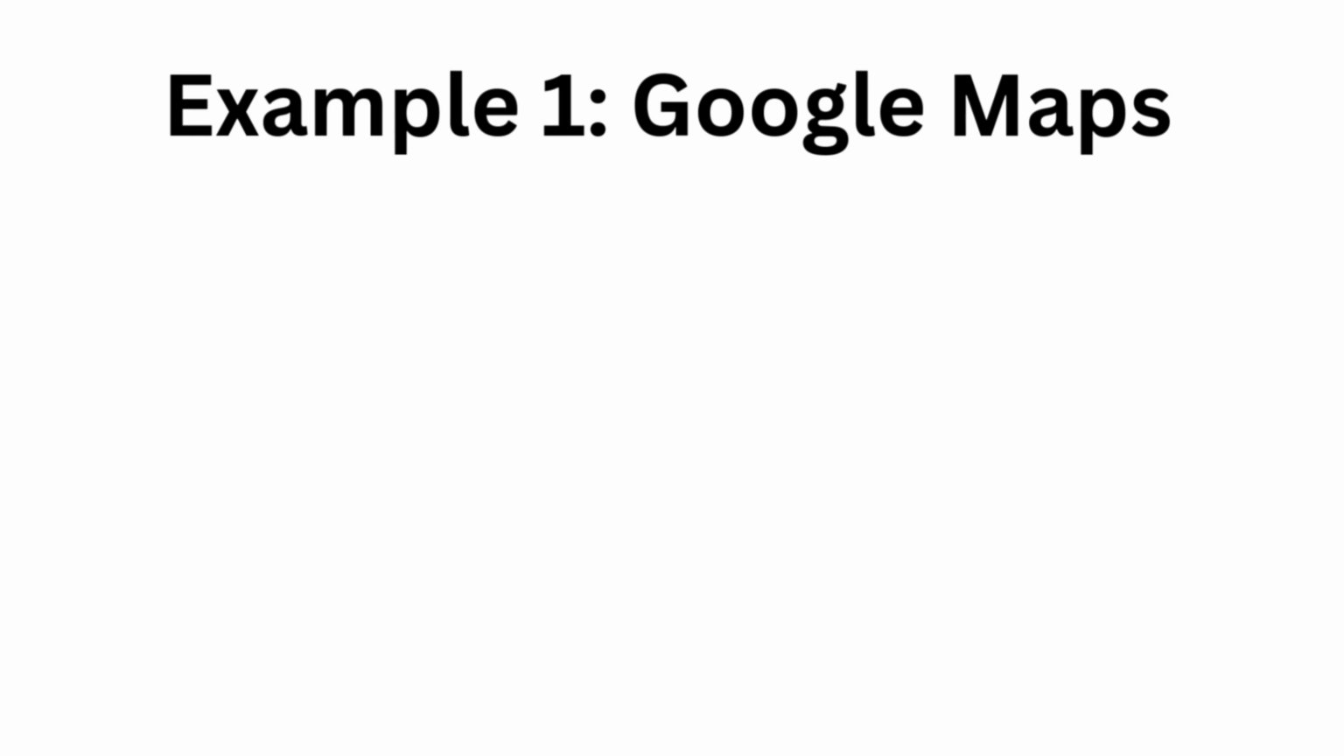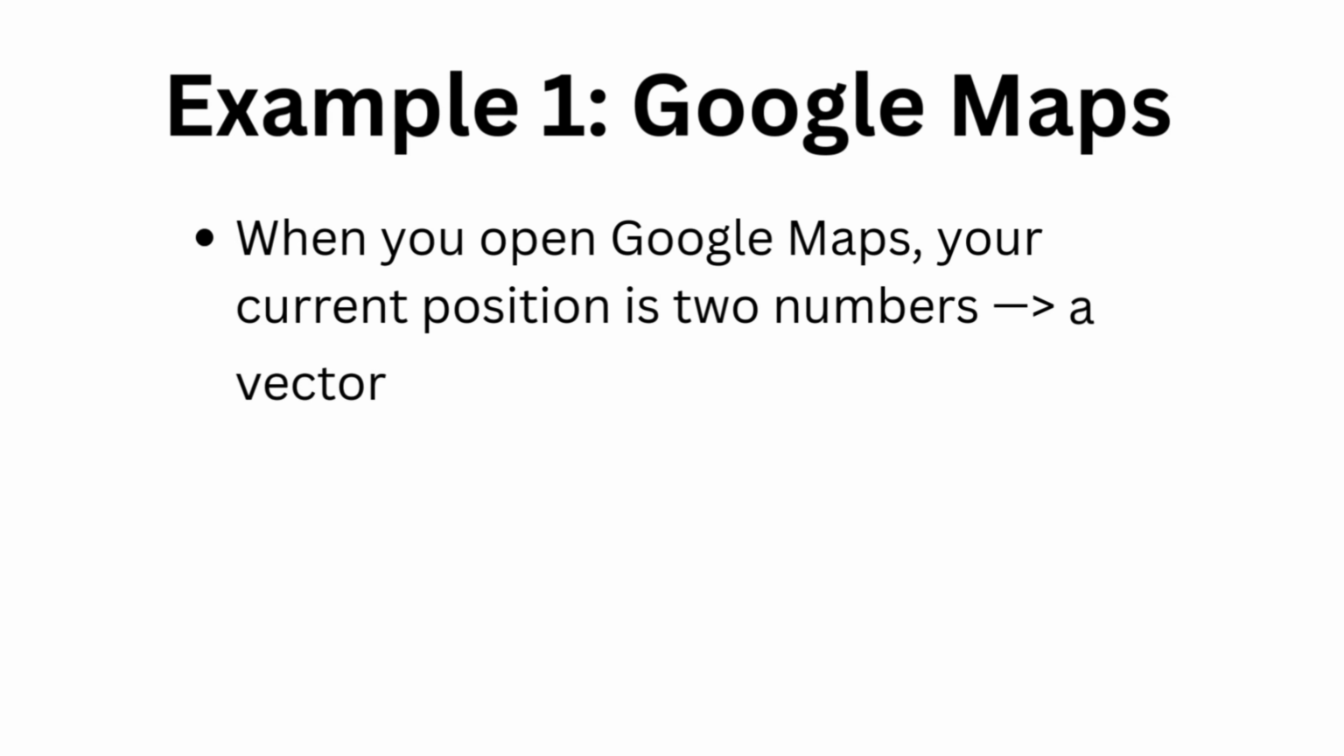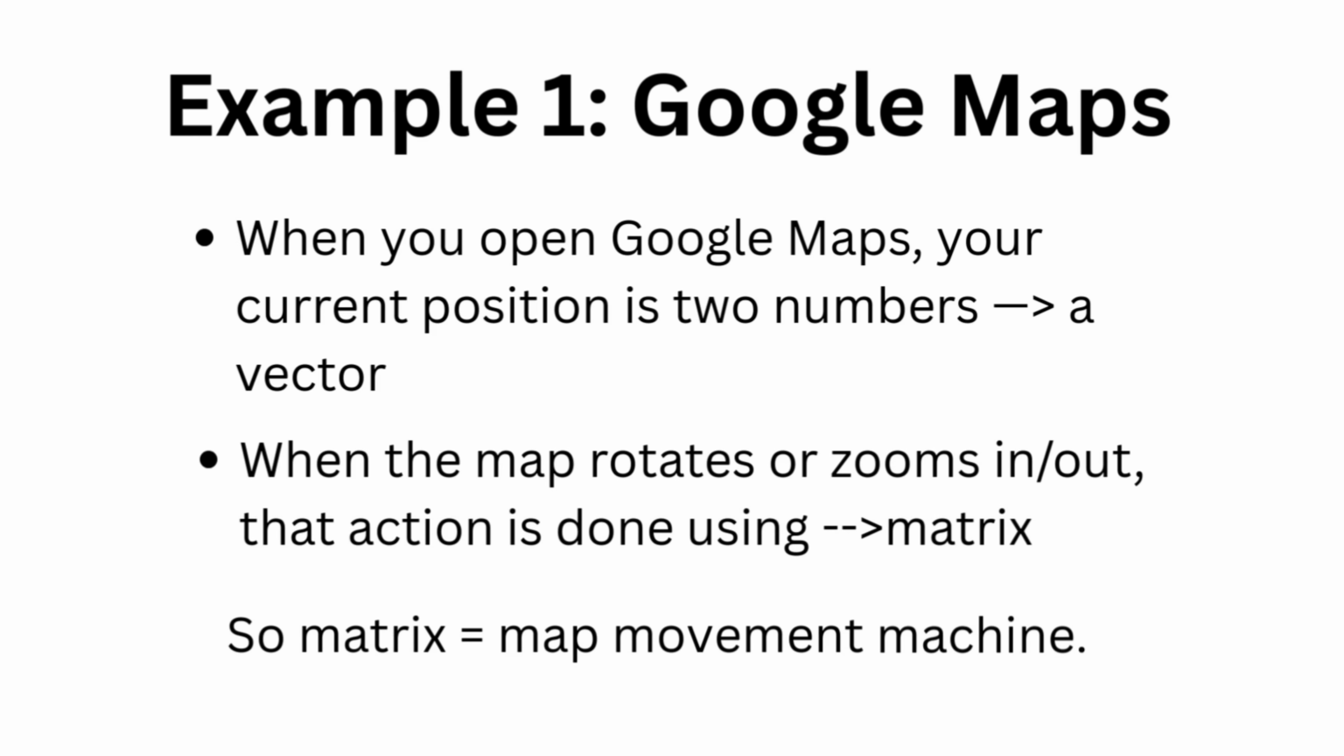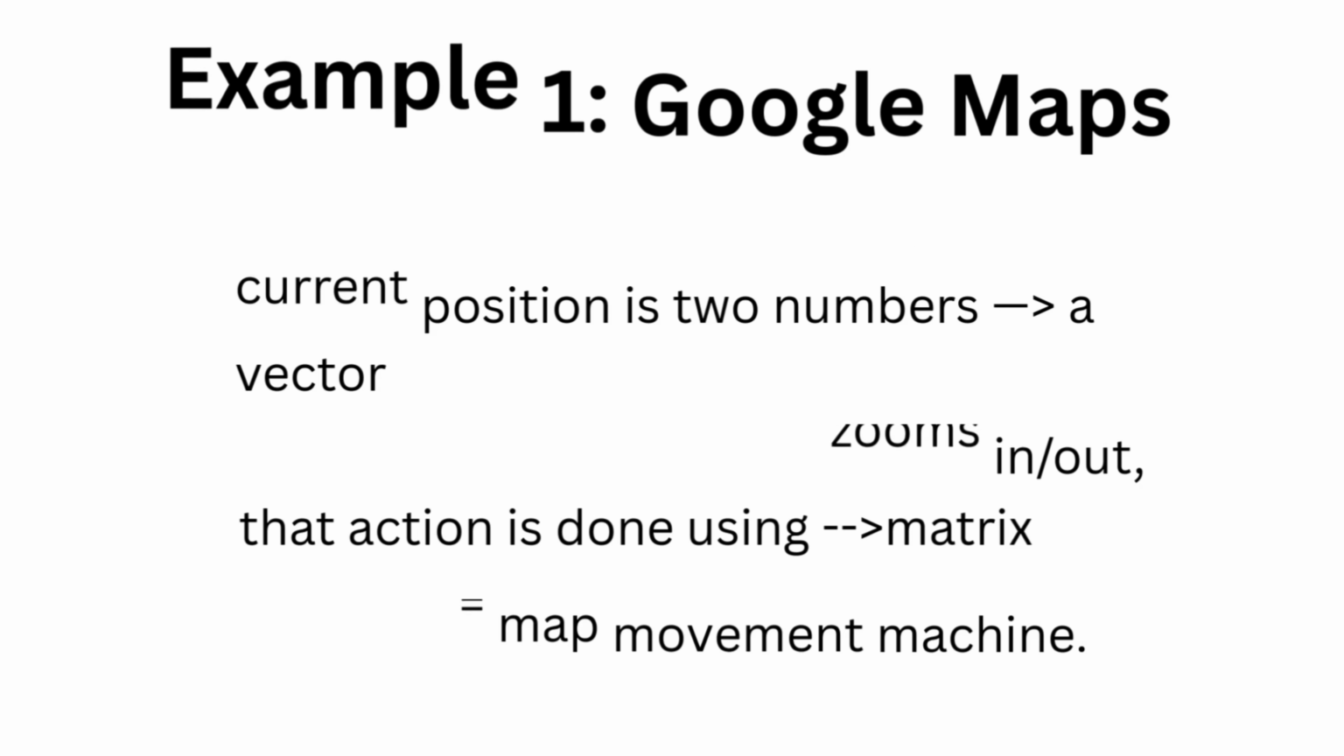Now, let's take a real life example. First one is Google Maps. When you open Google Maps, your position is just two numbers. That is a vector. When the map rotates or zooms in and zooms out, that action is done by a matrix. So you can think of the matrix as a movement machine of the map.